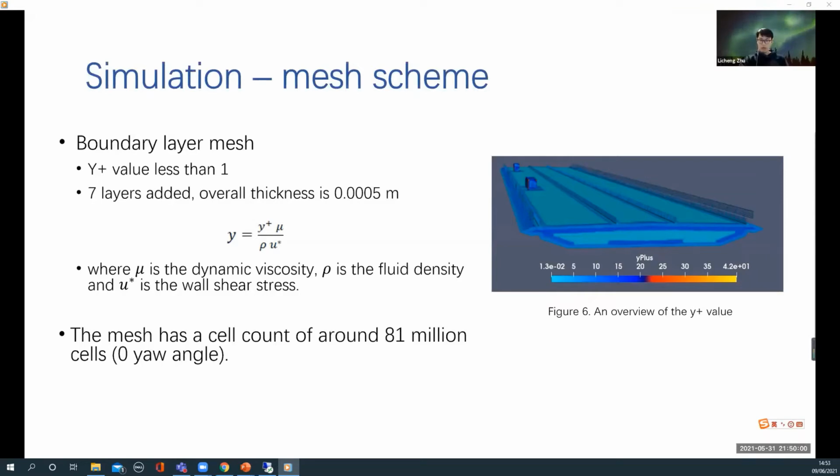And overall, there are no distorted cells. The average non-orthogonality is 7 degrees. The maximum skewness is below 4. And the Y+ value of the bridge surface is less than 1. So it's a good mesh, and the total cell number is around 100 million.